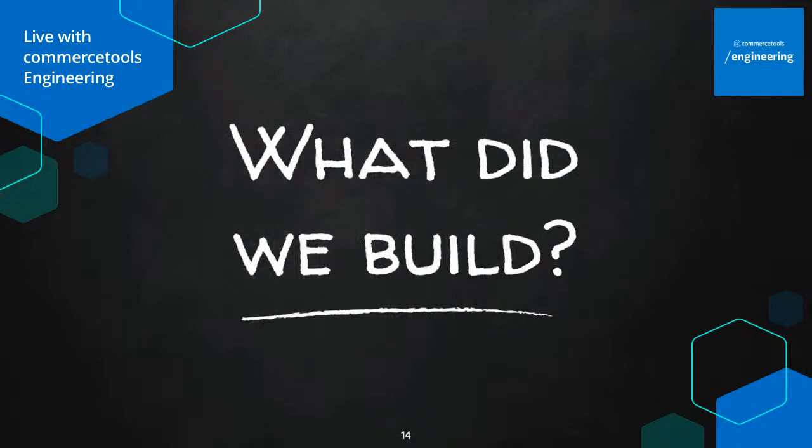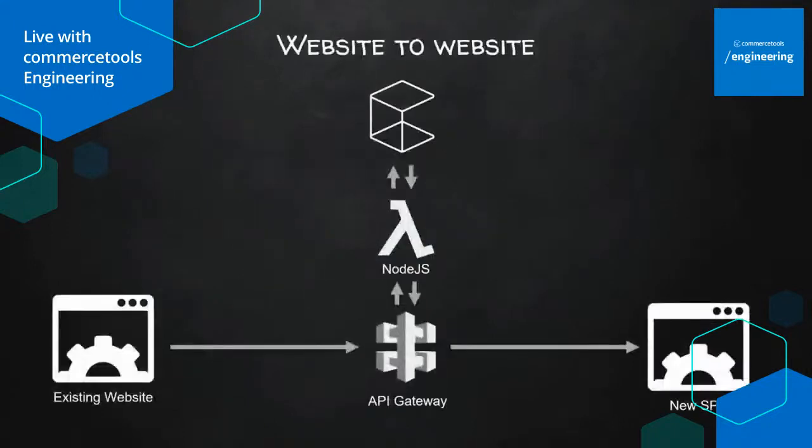What did we actually build for Tire Discounters? The first thing I mentioned is that we need an integration from their old website to this new checkout funnel we were building on Sunrise. To do that, we made some services on Node.js, specifically one microservice with an API gateway in front of it. That microservice connected to commercetools.